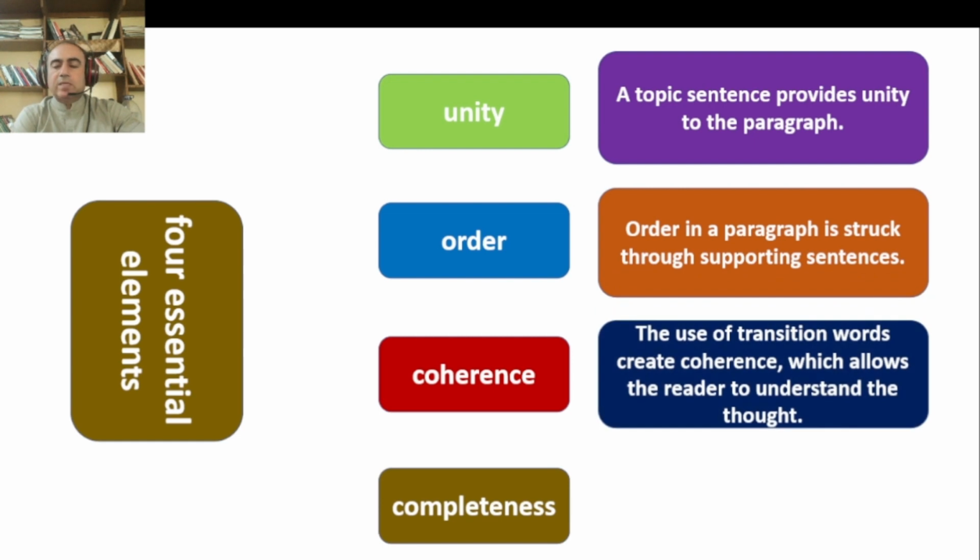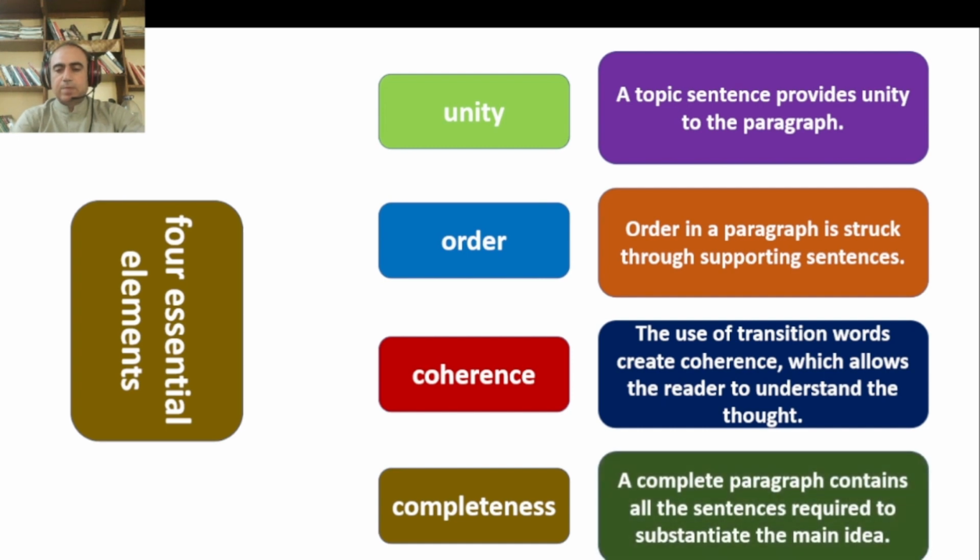And then coherence. There should be a connection between the sentences, and that connection comes through the use of connectors, transitions, conjunctive verbs or adverbs. So there should be coherence, meaning there should be a link. All sentences should be chained, linked together. There shouldn't be a feeling of a jump or a haphazard introduction of anything.